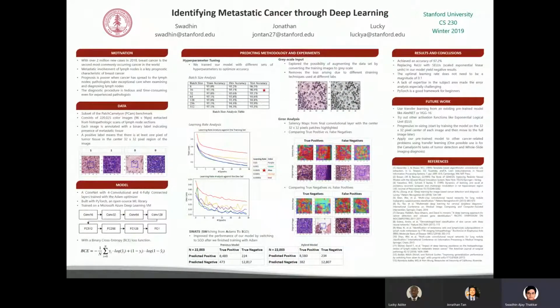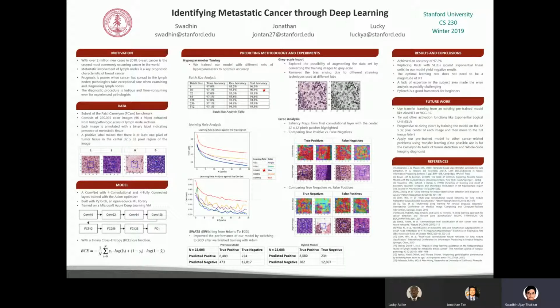For results and conclusions, we achieved a final test accuracy of 97.2% on 22,000 images. We learned quite a few things about hyperparameter tuning, using research papers like SWATS. We also tried some experiments like the grayscale input, which did not work for us. And we believe we have achieved significant progress given the time and resources.